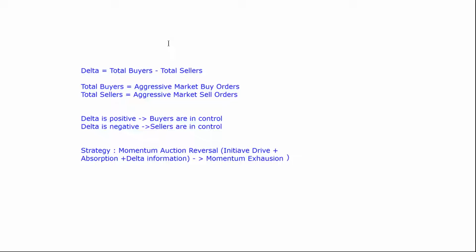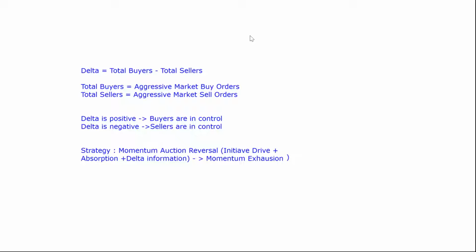So the strategy which we are going to discuss is momentum auction reversal, which is nothing but a combination of an initiative drive that all of a sudden becomes absorption. It's one form of a momentum auction reversal, where we look into delta information, and that is where we'll be looking for a momentum exhaustion pattern. So let me go back to the strategy and discuss one strategy based upon the delta.